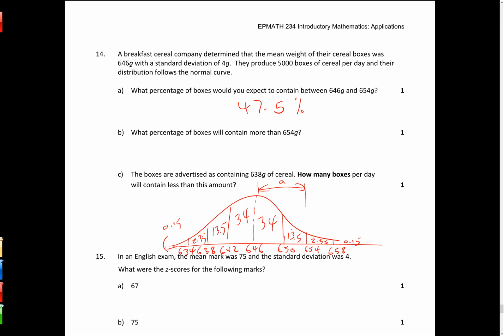Then what percentage of boxes will contain more than 654? So question B is from here onwards. Well, that's just adding up these two numbers. 2.35 and 0.15 is 2.5%.